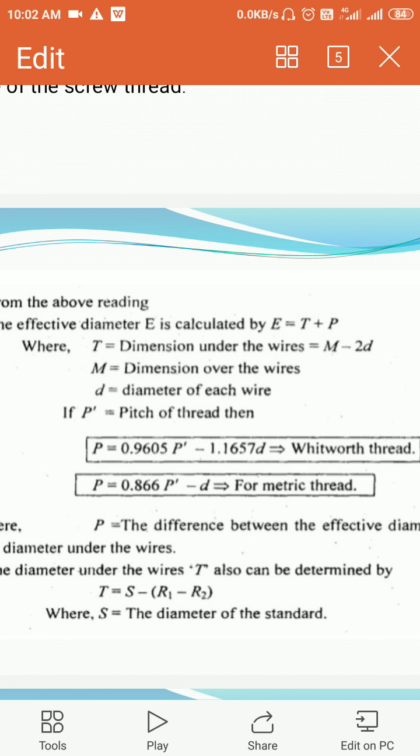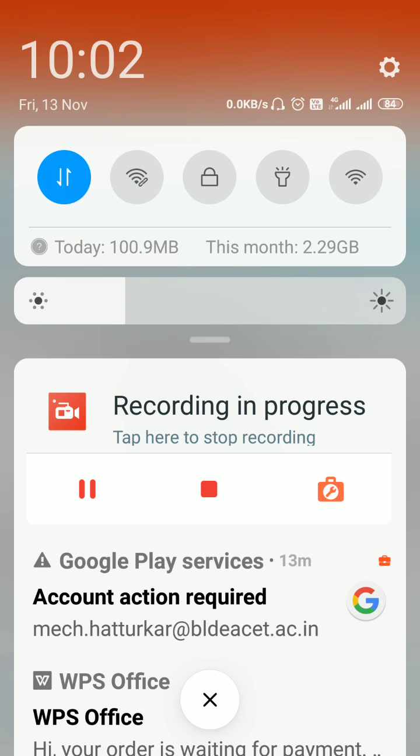Okay, so in the next class we will continue with the further part. Today we studied the terminology of the screw thread, what types of threads there are, and how to measure the effective diameter using the two-wire method.